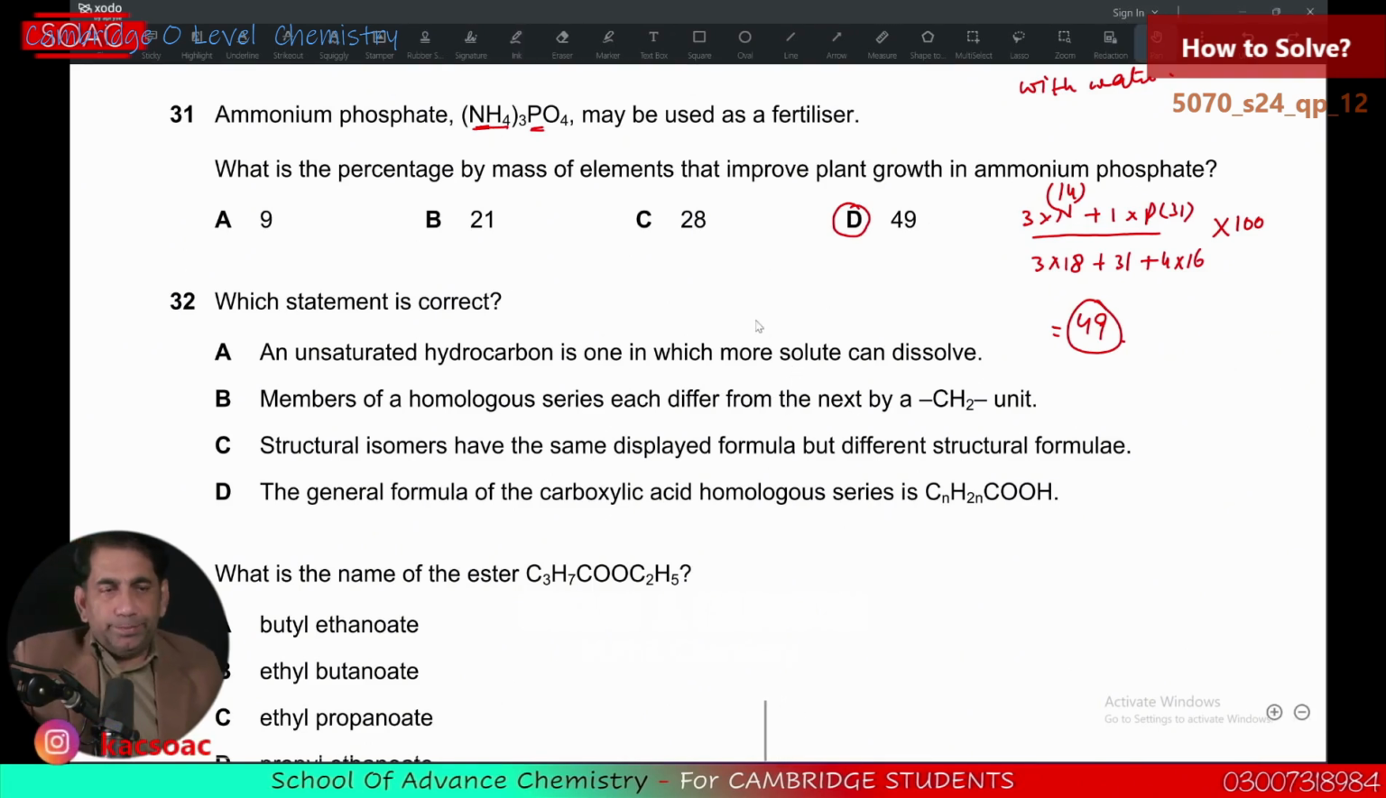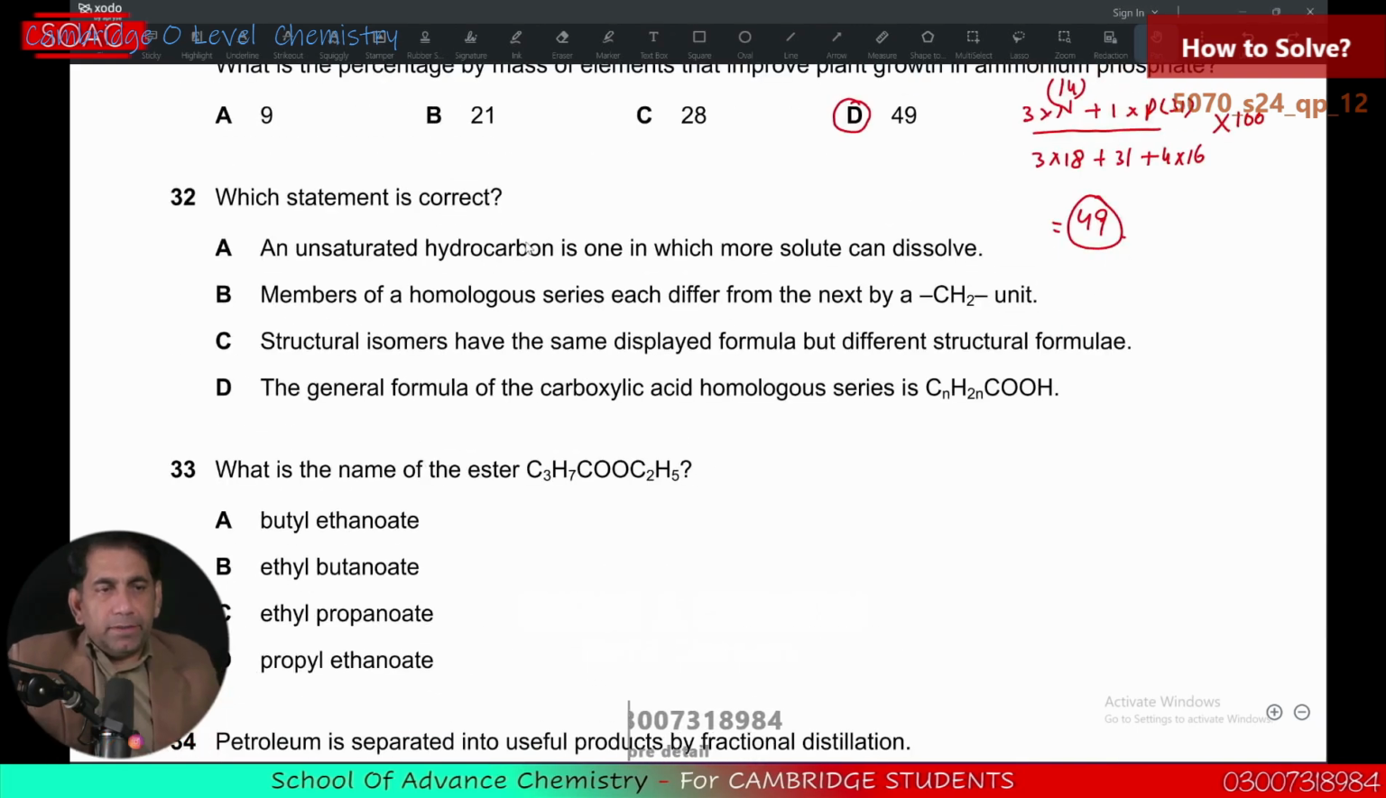Question number 32. Which statement is correct? An unsaturated hydrocarbon is one in which more solute can be dissolved. No. Unsaturated hydrocarbons have a different definition. These are the hydrocarbons that have at least one carbon-carbon double bond or one carbon-carbon triple bond. That is not the definition for the unsaturated hydrocarbon.